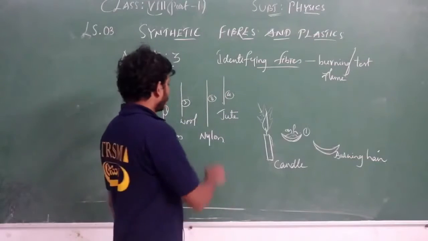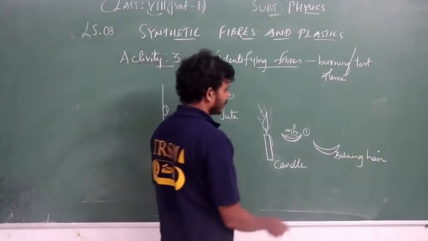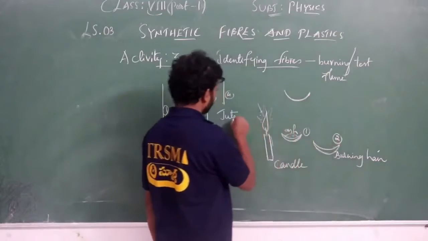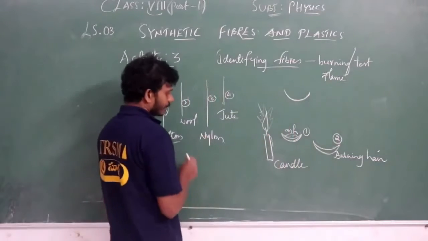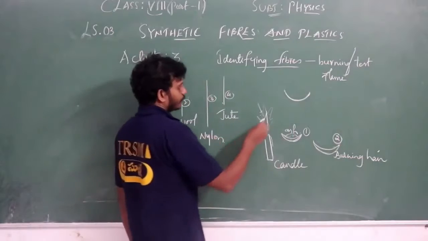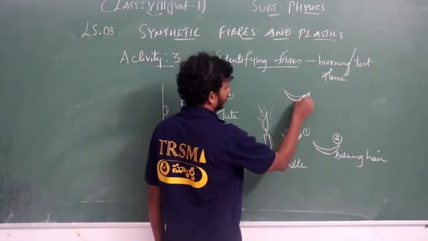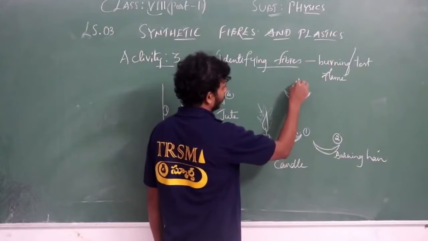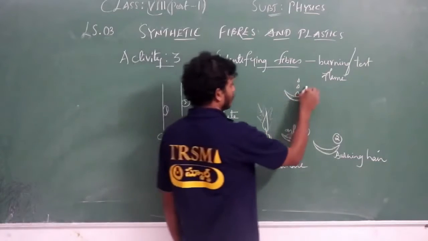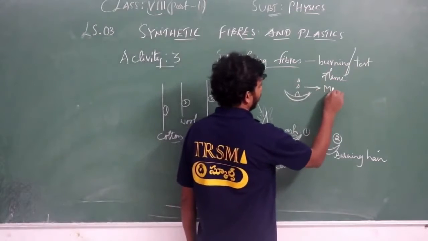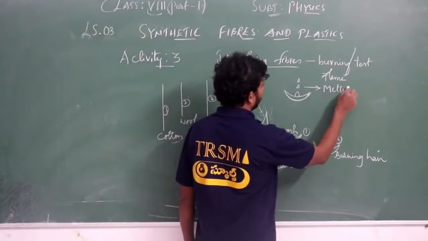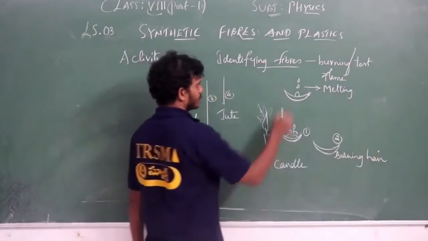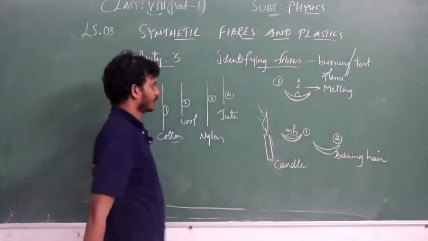Did you understand? And the third one, whenever I bring this third one near the flame, I can see it is melting. What is it showing? It is showing melting, drop by drop. It is falling drop by drop. So what I observed here is that it is melted. This is the third fabric.